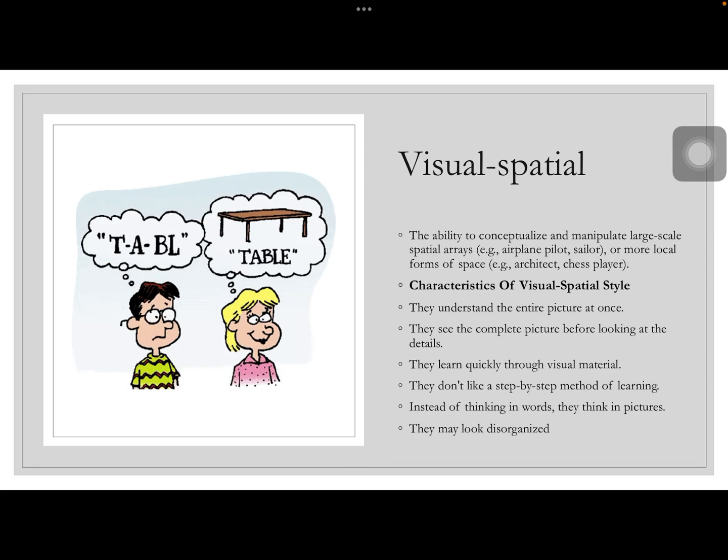Some characteristics of visual spatial learning styles are: they understand the entire picture at once, they see the complete picture before looking at the details, they learn quickly through visual material, and they do not like a step-by-step method of learning. Instead of thinking in words, they think in pictures, and they may look disorganized.